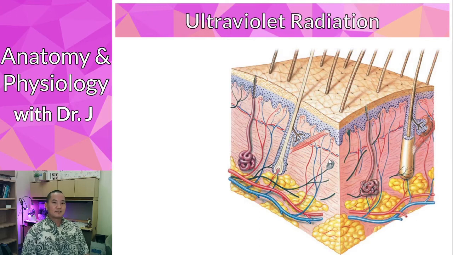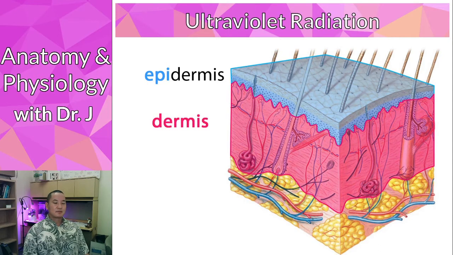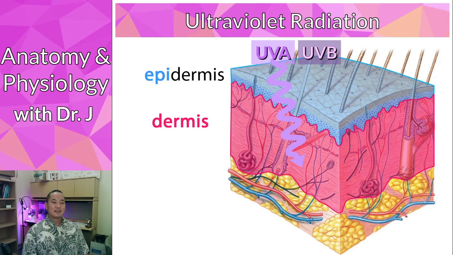Now, ultraviolet radiation, to review from last semester. We have layers of our skin. There are three types of ultraviolet radiation, but UVC is mostly screened out by our ozone layer. What we call ultraviolet A and ultraviolet B wavelengths can penetrate our skin. UVA rays penetrate a little deeper than UVB rays, but they both can affect our skin and the cells in our body.